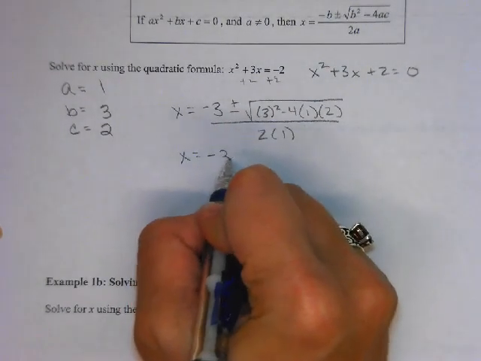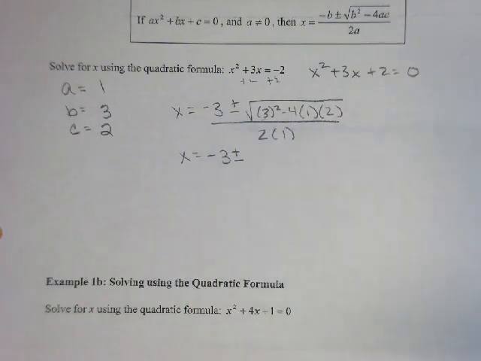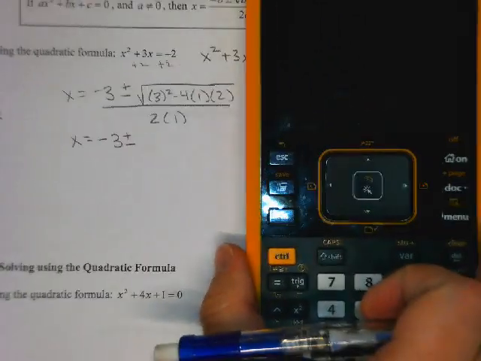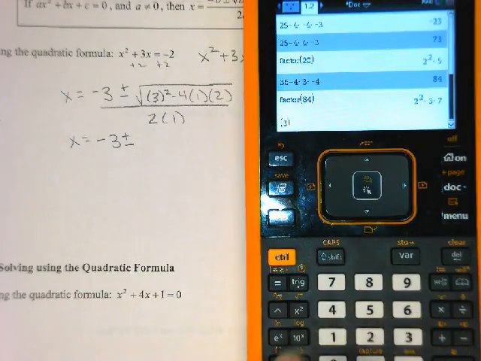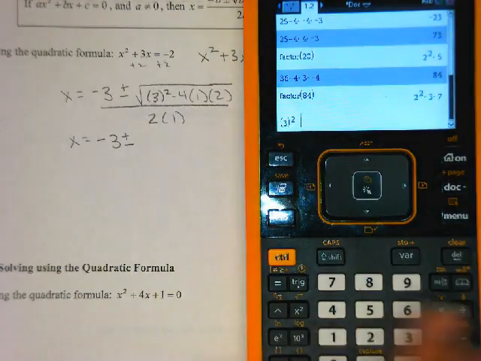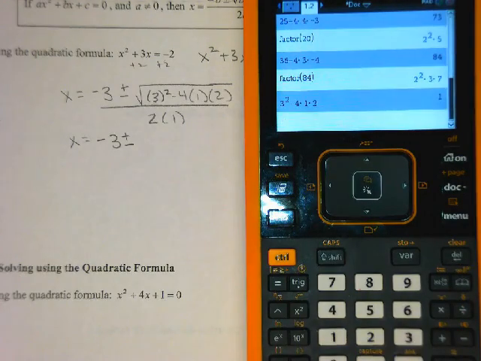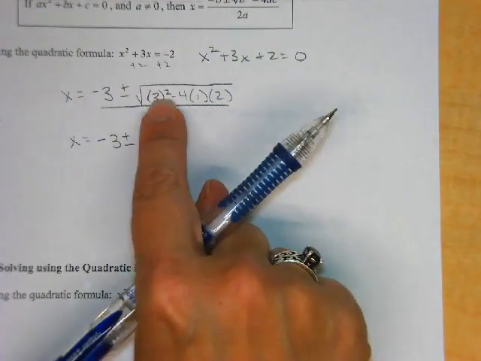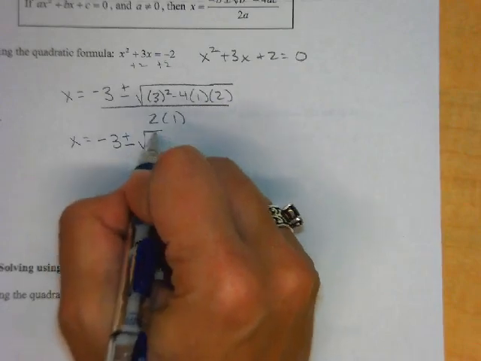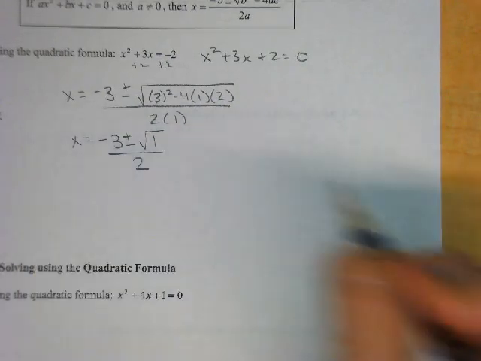I've got negative 3 plus or minus. All right, you can use your calculator. You can do it in your head. All right, I get 3 squared minus 4 times 1 times 2. I get 1. That's not a mistake. It's actually 1. Okay, because this is 8. So I have 9 minus 8. So I have the square root of 1 all over 2.